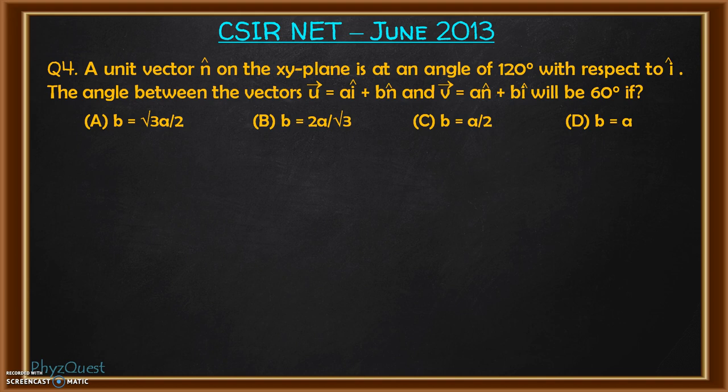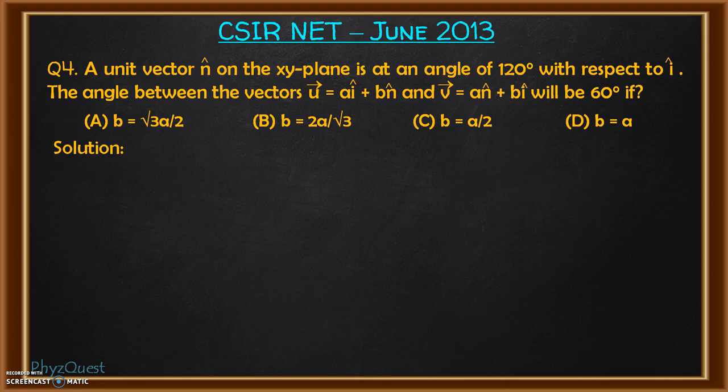So question number 4 is: a unit vector n cap on the xy plane is at an angle of 120 degree with respect to i cap. The angle between the vectors u = a i cap + b n cap and v = a n cap + b i cap will be 60 degree if... Here we need to find out the relationship between a and b under that condition. Four options are given and we need to choose the correct option. So let's get started.